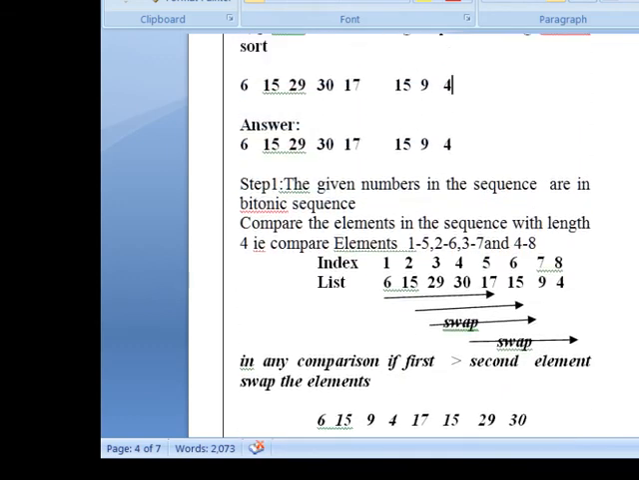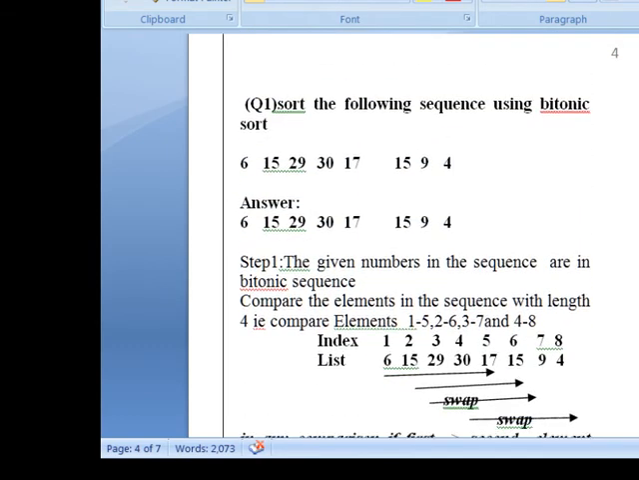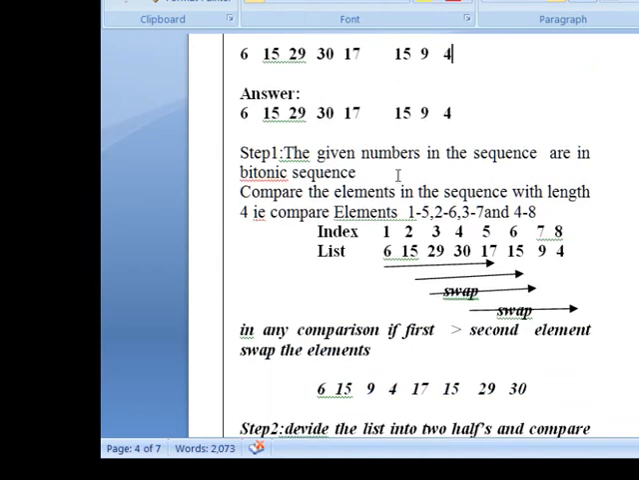Here the thing is that you have to see how to sort the given numbers using bitonic sort. First you see that the given numbers must be in a bitonic sequence. Then only you can apply the bitonic sorter. What is a bitonic sequence? In the given sequence, the numbers first increase, then decrease. Then only the list is a bitonic sequence. If it is a bitonic sequence, then you can directly apply the bitonic sorter.